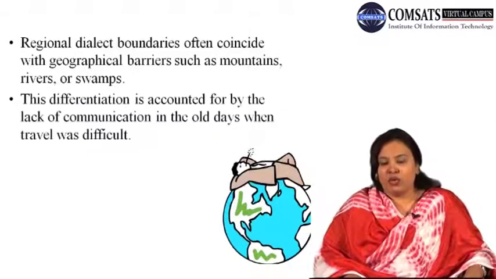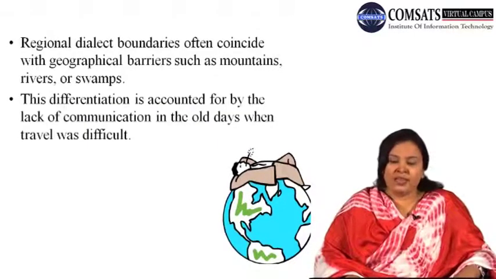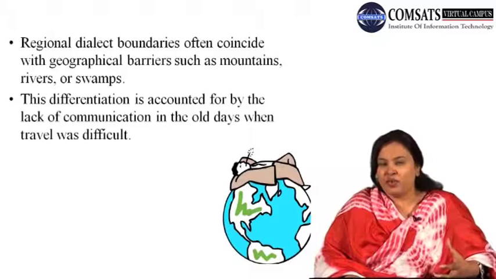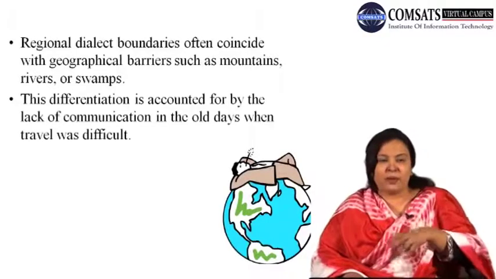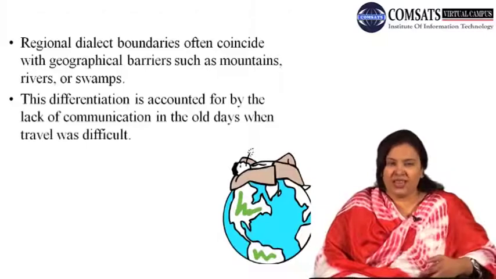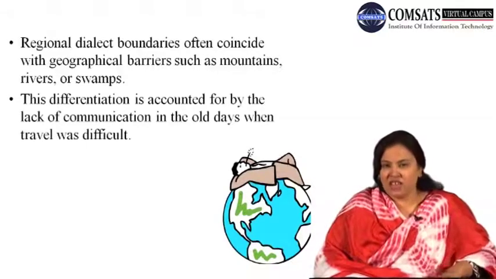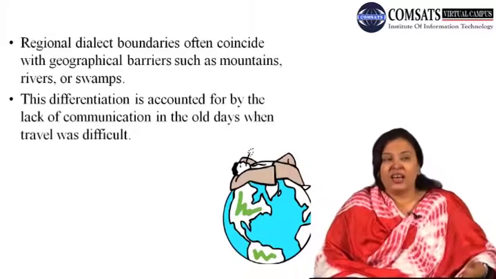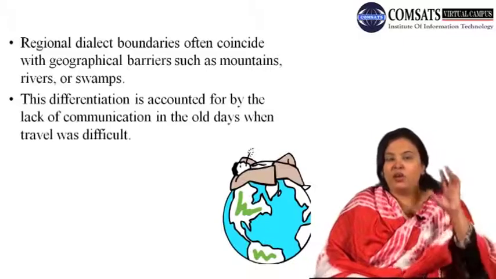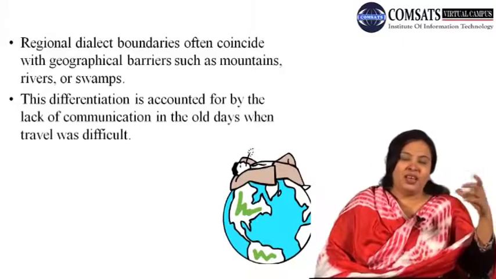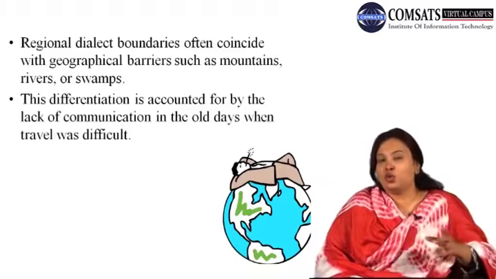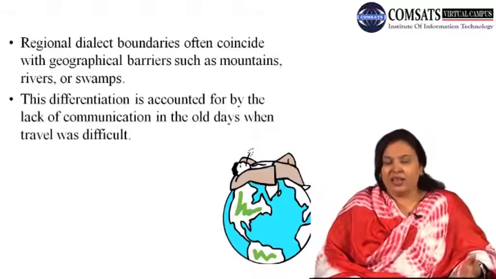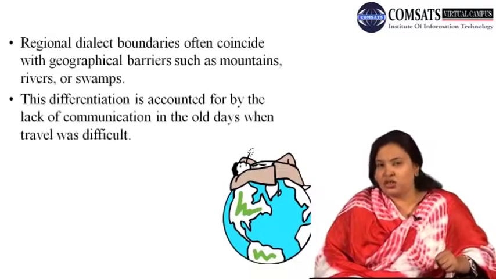Then, regional dialect boundaries often coincide with geographical barriers such as mountains, rivers, or swamps. So different geographical regions may be separated by rivers, or by mountains or swamps, whatever. The differentiation is accounted for by the lack of communication in the old days when travel was difficult. It is said that these variations occurred when in the old days the people were not in direct communication with each other. So in that era, these differences developed, and then they became strong.